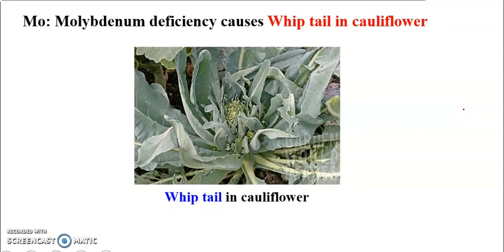Molybdenum deficiency causes whiptail in cauliflower. Cauliflower actually has a big flower with a bloom and a very huge broad leaf. But here in this image you can see the flower itself is very small. The leaves, instead of being broader, are now longer in length. So this is called whiptail in cauliflower, which is caused by molybdenum deficiency.